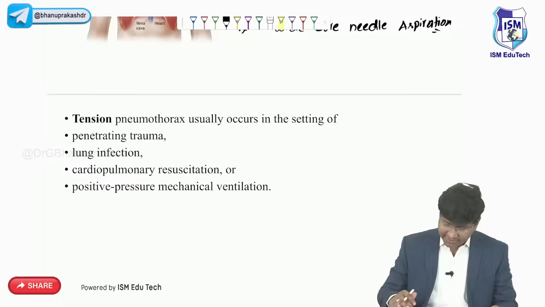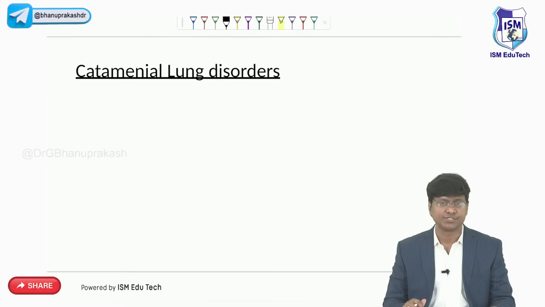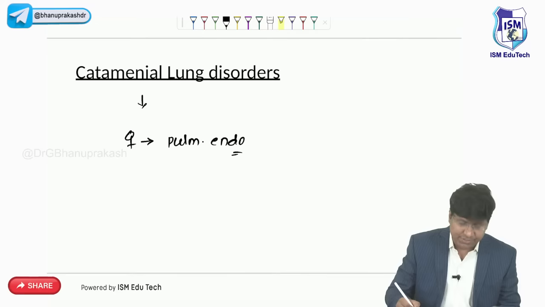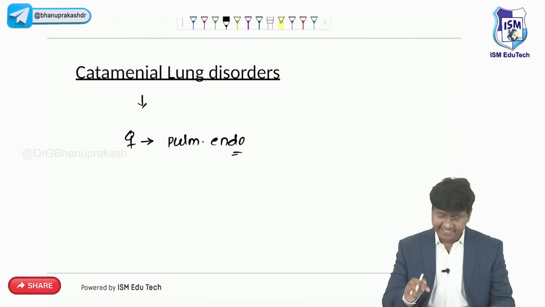Right. Then next you need to know the catamenial lung disorders. What are catamenial lung disorders? It is commonly seen in females with pulmonary endometriosis. In these individuals, they can have recurrent pneumothorax with every menstruation. That is what is called catamenial lung disorders.